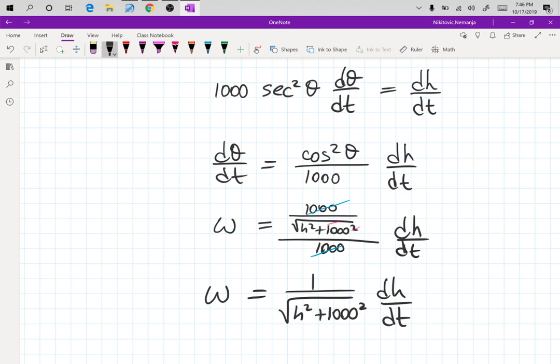Now, we know that omega is what we need because omega is the output that moves the servo motor, whether it goes fast or it goes slow. The difference between this motion and this motion is just omega. This one's faster than that one, right? What is h? Height of the rocket, right? And what's dh dt? The rate of change of the height over time, which is called the speed of the rocket. Okay. All right.